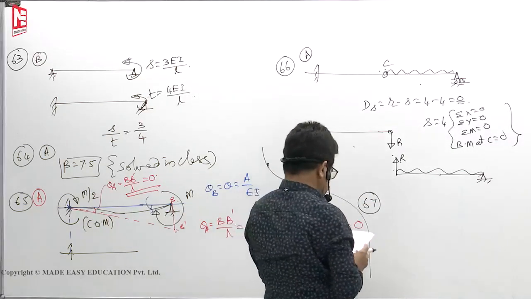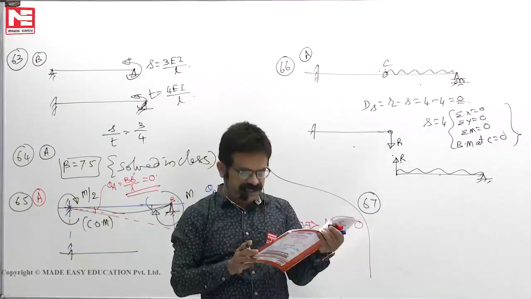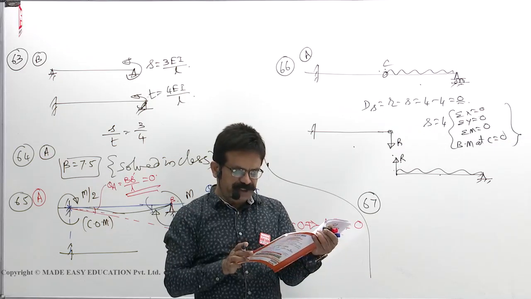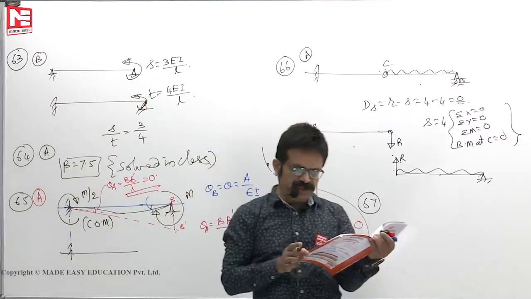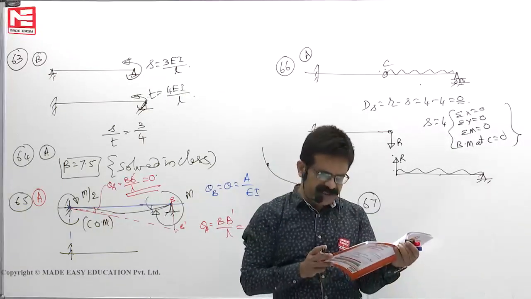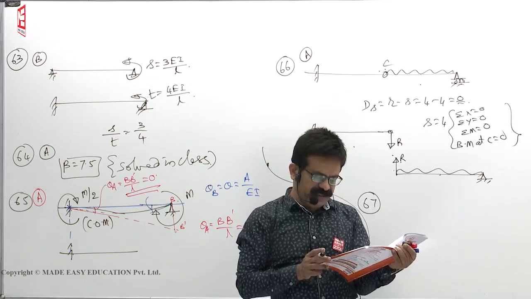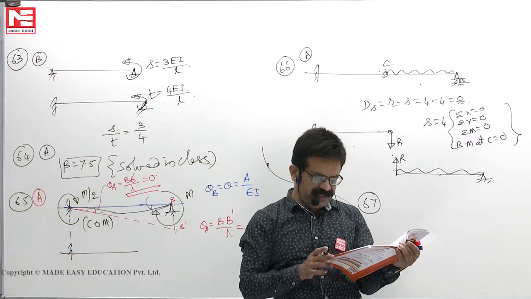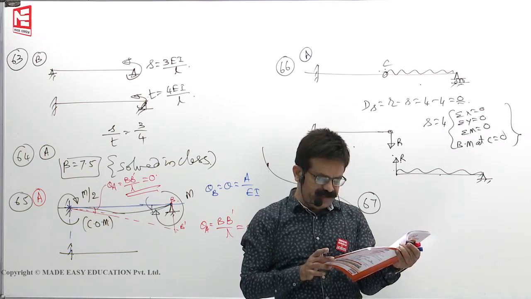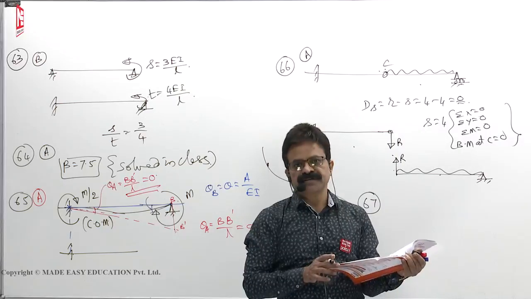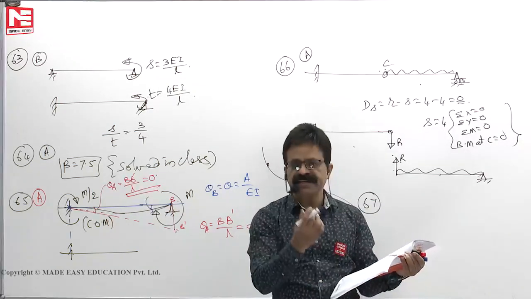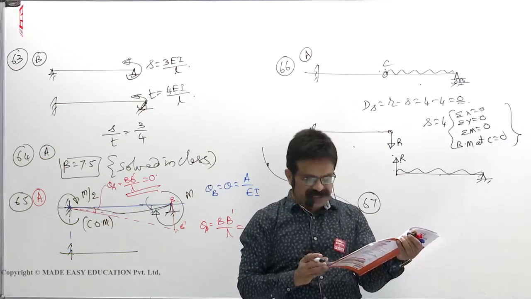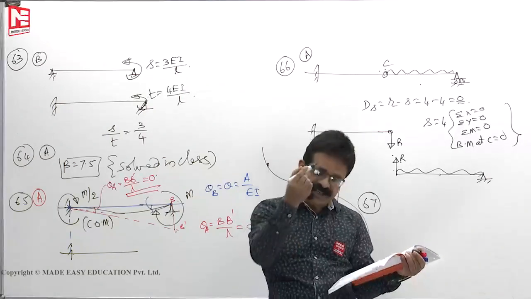Next 67. The unit load method is useful, correct, for computing deflection, yes, and slope at individual points of a structure. It's correct. The unit load method is a force method of analysis, finding the displacements at individual points of a structure. That's what Castigliano's theorem 2 tells us. Then the reason: the unit load method is based on the strain energy principle. Based on the strain energy principle means Castigliano's theorem 2. So assertion is correct, reason is correct, reason is the correct explanation.